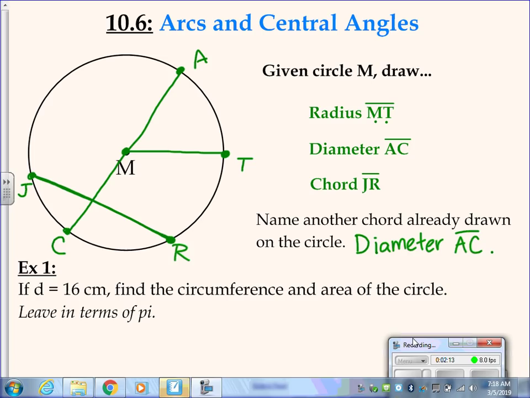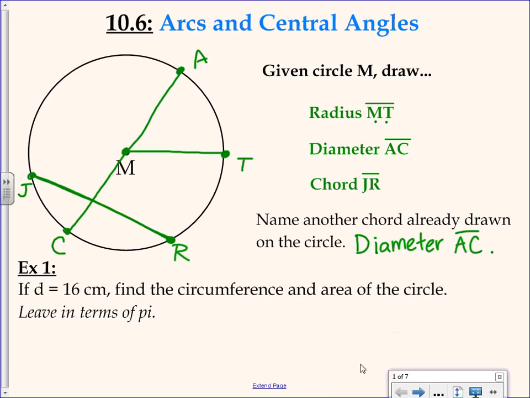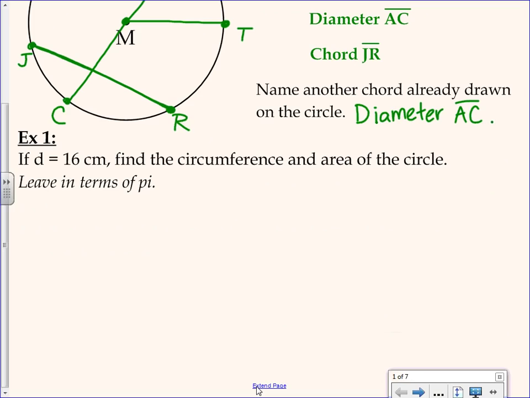So let's talk a little bit about what you remember formula-wise for circles. Example 1 says, if D equals 16 centimeters, meaning the diameter, we are going to find the circumference and the area of the circle, and we're going to leave it in terms of pi. If you don't remember the circumference formula or the area formula, it is on your yellow formula sheet. There are technically two formulas for circumference.